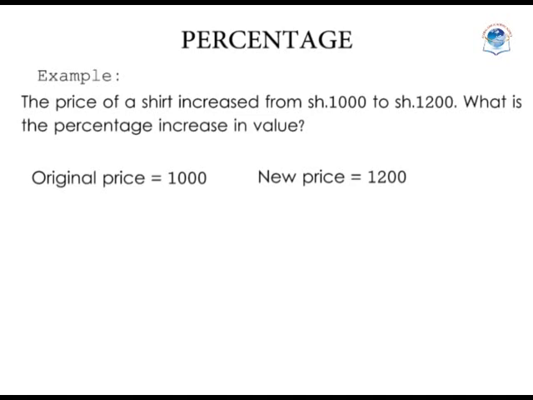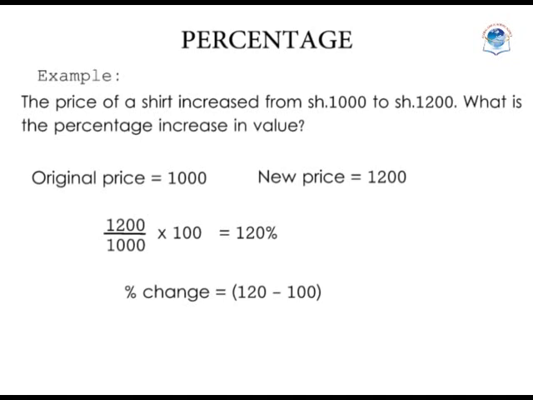Alternatively, we can express the new value as a percentage of the original value. In such a case, we shall get a percentage larger than 100. So we subtract 100 from the new percentage. So the new price is 1,200. As a fraction of the old price, that will be 1,200 over 1,000. And to make it a percentage, we multiply by 100. That gives us 120%. So the percentage increment is 120 minus 100 to give us the same 20%.